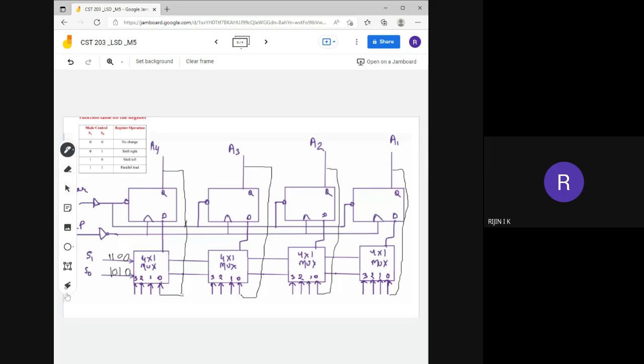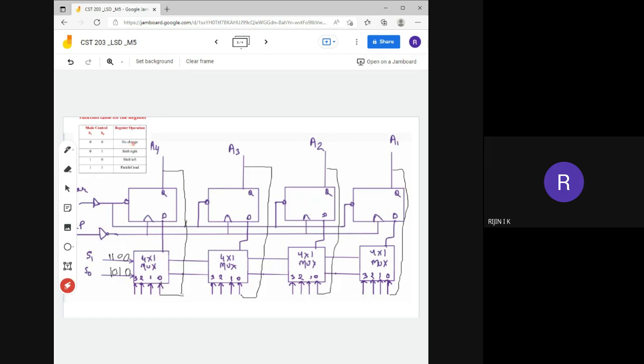That means whenever the values of S1 and S0 are both 0, what will the value of the register be? Whatever the previous value was, that same value will be given at the input. That means it will be a no change operation. Understood? If S1 and S0 are both 0 0, we know the multiplexer will select the 0th line, and whatever comes on the 0th line will go as our input. Here the input coming is the previous value, and here also it will select the previous value. That means there is no state change, because the previous value itself will be stored there. Like the Q value, all the values will be taken from the previous output. So this is the no change operation.